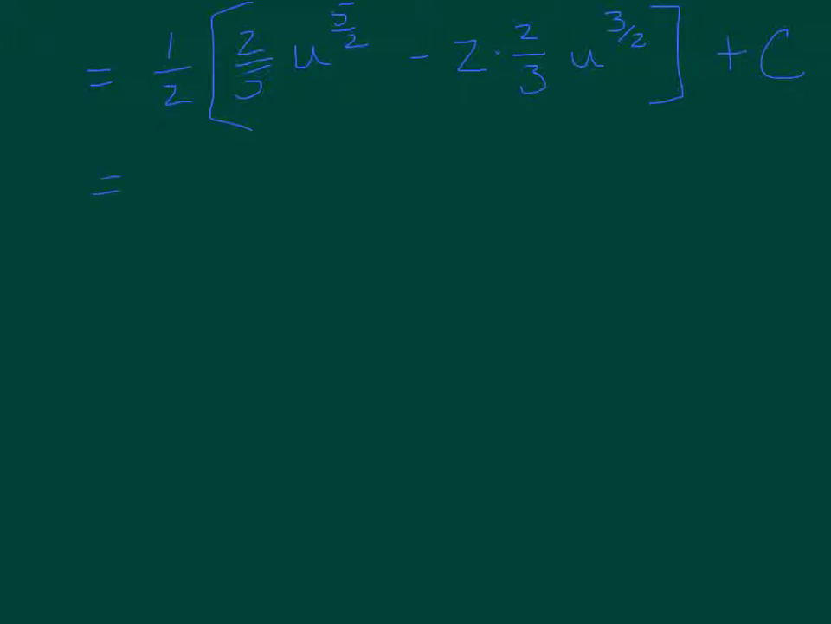If we rewrite these fractions using a common denominator, our common denominator would be 15. So this would be 6/15 U to the 5/2 minus 2 times 2 is 4 times 5 makes 20/15 U to the 3/2.